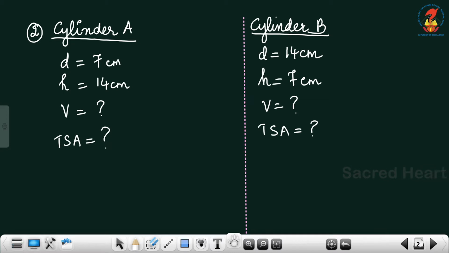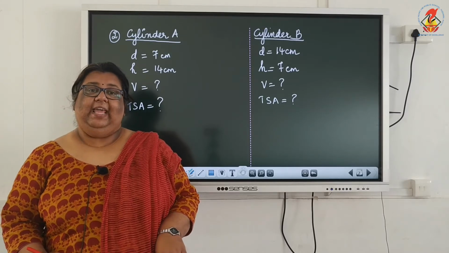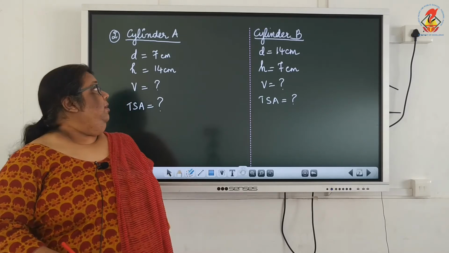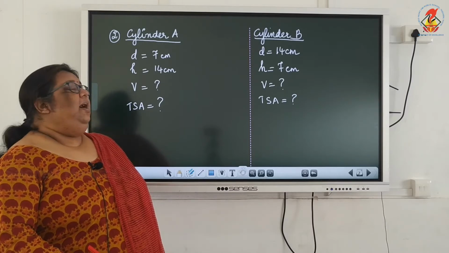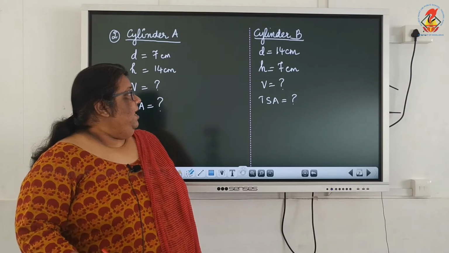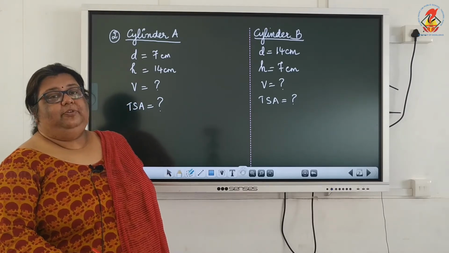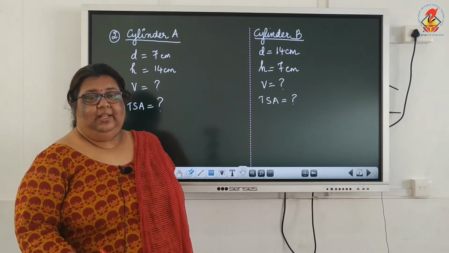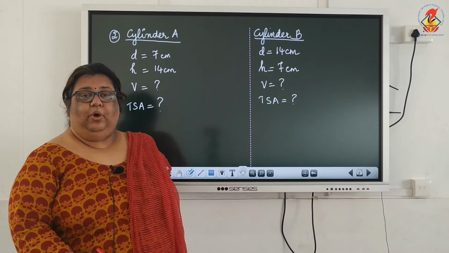Question number 2. Now you can see a picture there. There are two cylinders drawn, cylinder A and cylinder B. Cylinder A's diameter is given as 7 cm, height is given as 14 cm. Whereas cylinder B's diameter is 14, height is 7. The first part of the question is, without calculating, find which cylinder has got the greater volume.